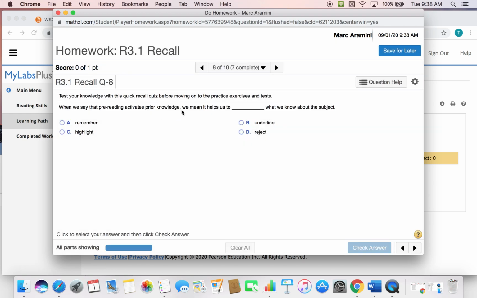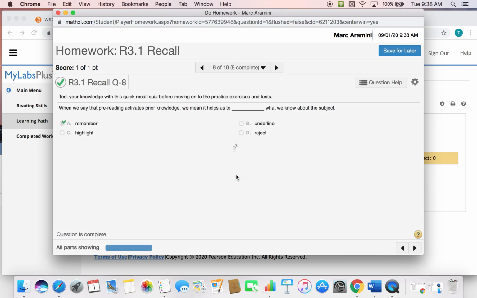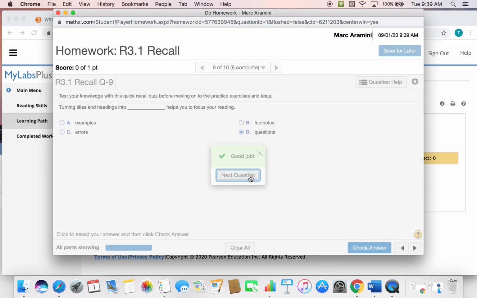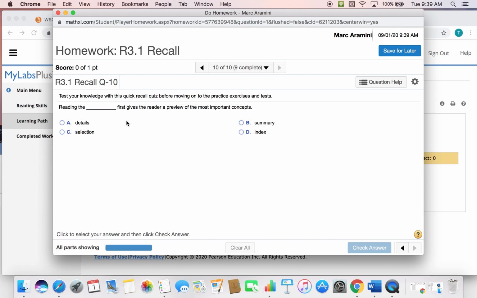When we say pre-reading activates prior knowledge, you mean it helps us recall or remember what we know about the subject. Turning titles and headings into questions helps you to focus your reading, right? You're asking questions about those. And then reading the summary first, which is kind of a breakdown. Some articles have that at the beginning called an abstract. It gives the reader a preview of the most important concepts.